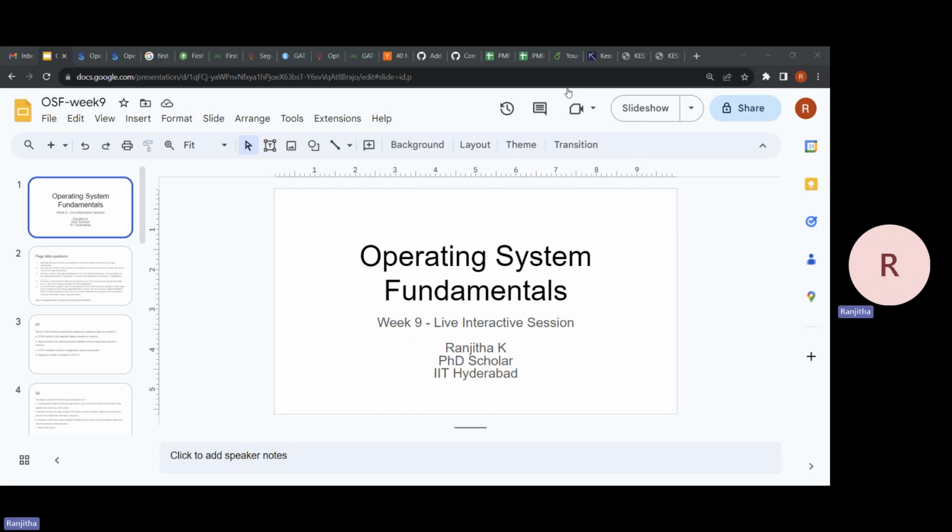We will get started going through the summary of the topics discussed in the last week, and then we'll take up some problems from previous year as well as generic GATE-related problems from paging, and we'll try to solve them. So let's get started.